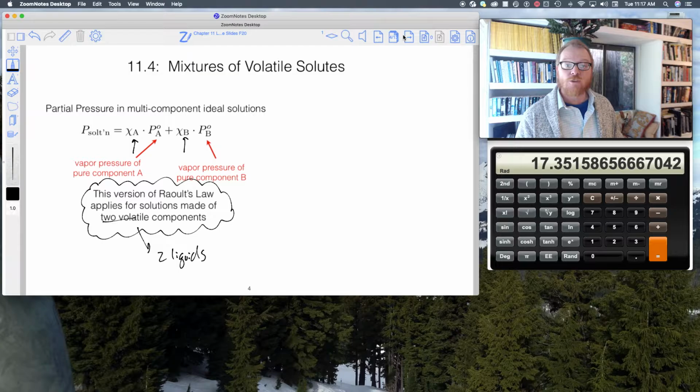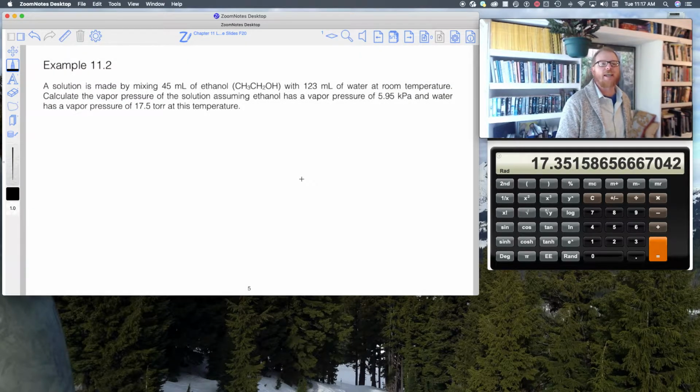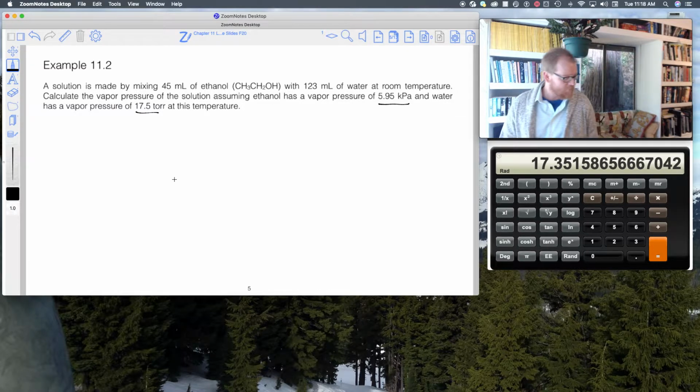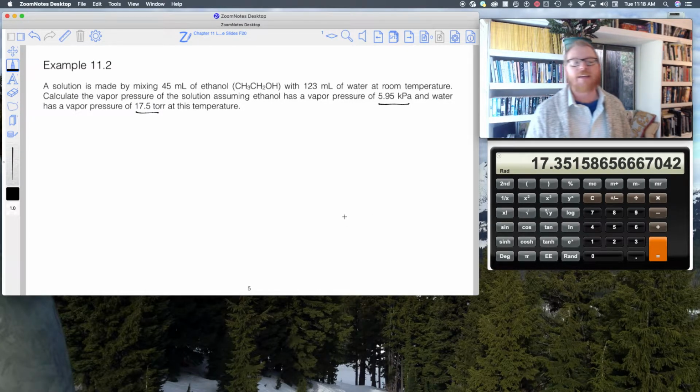Okay, so let's do a sample calculation. A solution is made by mixing 45 mL of ethanol, so that's alcohol, with 123 mL of water at room temperature. Calculate the vapor pressure of the solution, assuming ethanol has a vapor pressure of 5.95 kPa, kilopascal, and water has a vapor pressure, so the same 17.5 torr. Okay? So the first thing to notice is that we have to have those pressure units the same. And it doesn't really matter if we convert to kilopascals or torr. They just both have to be the same.